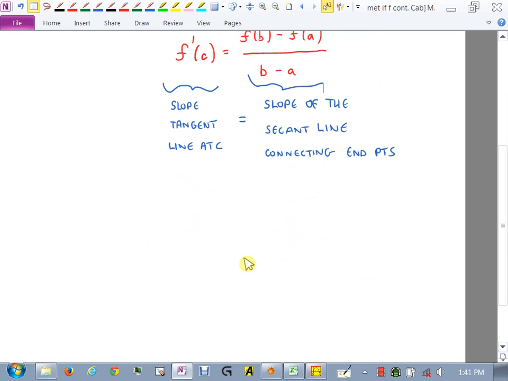So here's the example. Verify the mean value theorem for f(x) equals natural log x on [1, e].